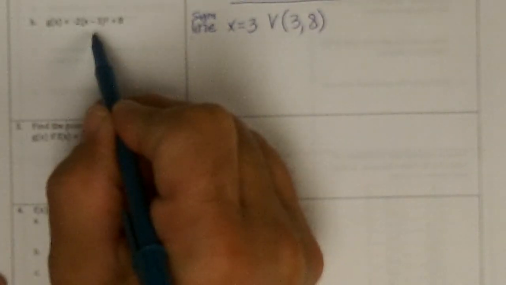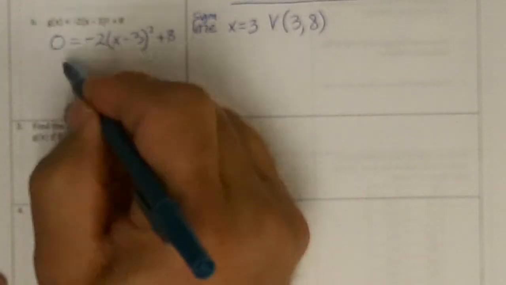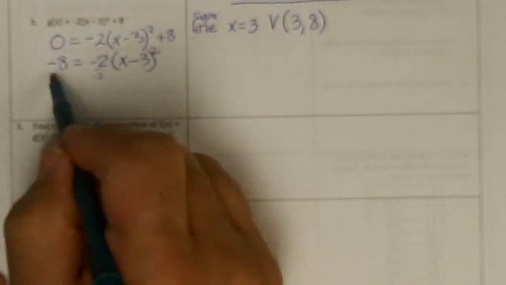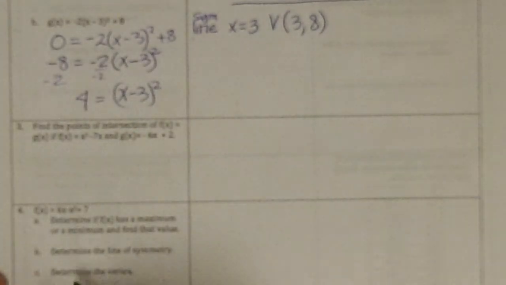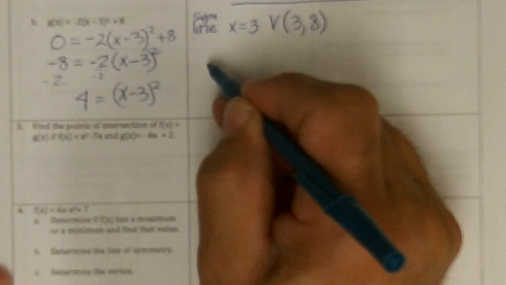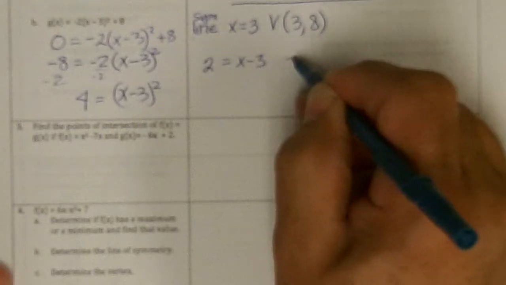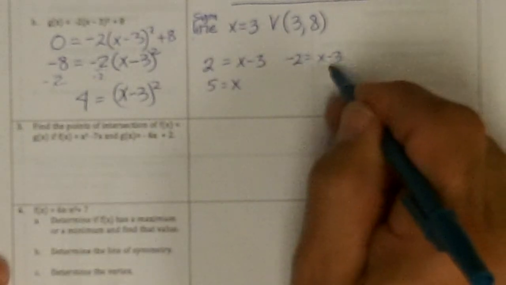Okay, now to find intercepts, that's going to be a little bit tricky here. So to find the x-intercepts, I set y equals 0, so I'm going to have 0 equals negative 2 times (x minus 3) quantity squared plus 8. Subtract 8 from both sides. Divide by negative 2. And I get (x minus 3) quantity squared equals 4. Take the square root, and the square root of 4 is 2 and negative 2. So I add 3 to both sides and I get x equals 5, and add 3 to both sides and I get 1.